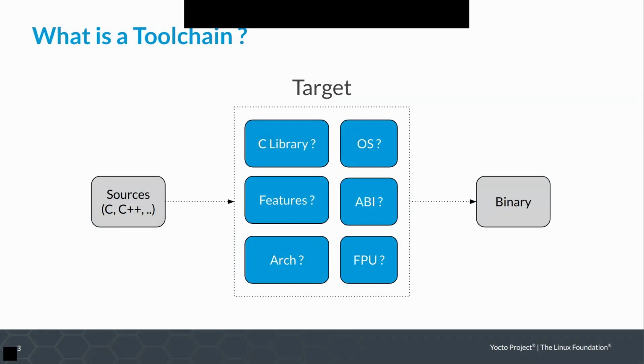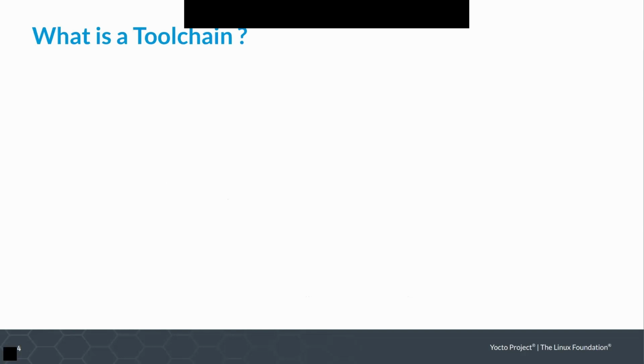Of course, the first thing you need to know is the architecture of the target and whether it has an FPU or not. This is not the full list, of course, but you need to make sure to know as much information as possible about your target in order to create a tool chain that provides binaries that are guaranteed to work on your target.